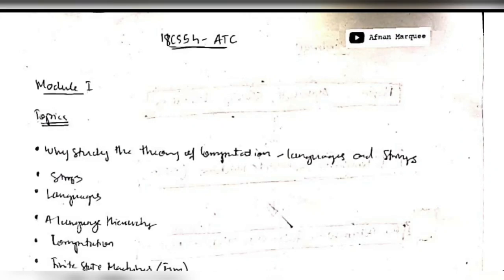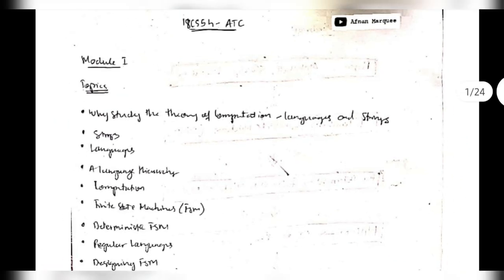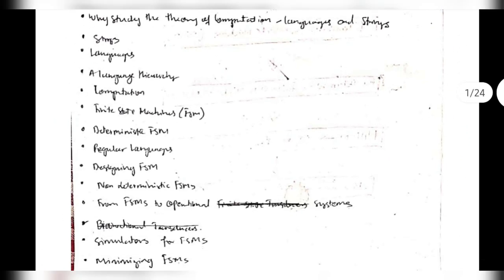Hello everyone. Today in this video we will be discussing the first module of Automata and Theory of Computation. This subject is the hardest one among all the other subjects in our current semester, 5th semester, and this module has a lot of topics which are mostly theoretical.